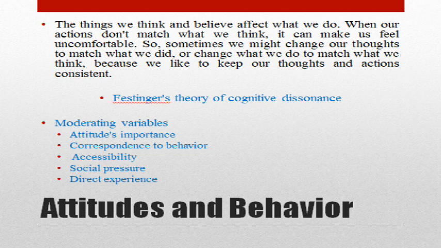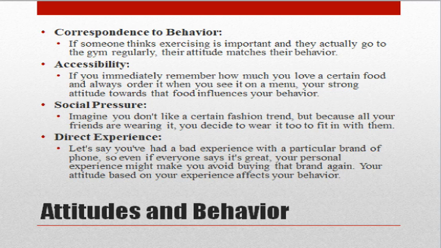Can you provide examples to illustrate these moderating variables? These are moderating variables that decide the interrelation between the dependent and independent variables, behavior and attitudes. Certainly. Correspondence to behavior occurs when someone's attitudes align with their actions. For instance, if an individual believes in the importance of exercise and consistently goes to the gym, it showcases alignment between attitude and behavior. Here the attitude is that the individual believes in the importance of exercise, and the behavior is consistently going to the gym.